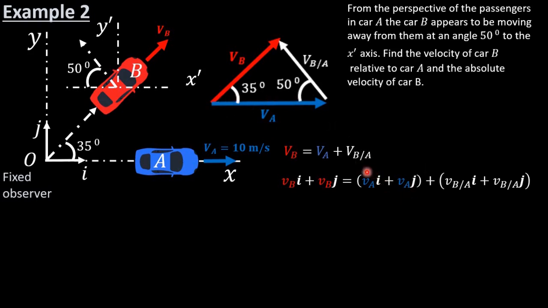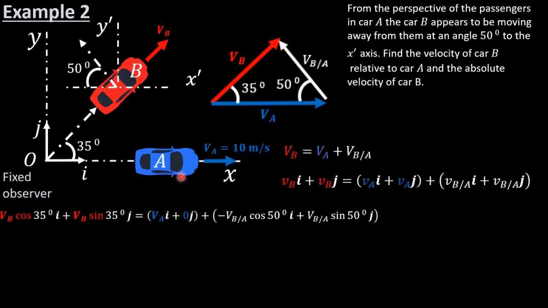It only has a component in the i direction, and the relative velocity vector has components in both the i and j direction. The component of the relative velocity vector in the i direction is going to be minus VB/A times cos 50 degrees. It's minus because its component in the i direction is going in this direction, and its component in the j direction is going to be VB/A times sine 50, and that is positive because it's going in the positive j direction.